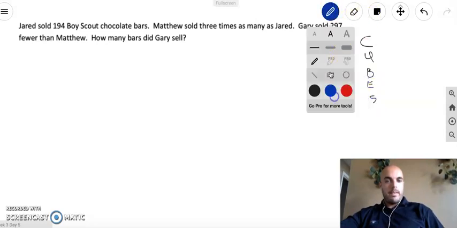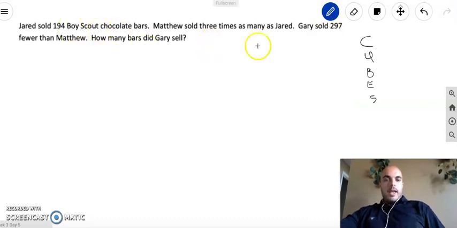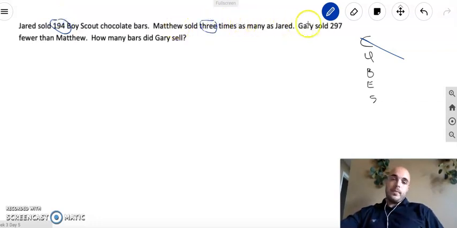Great. Now I'm going to use my blue, and I need to circle all important numbers. So I have 194, my 3, which you notice they have in word form, and then my 297 here. Great. Now I need to underline important measures and information.